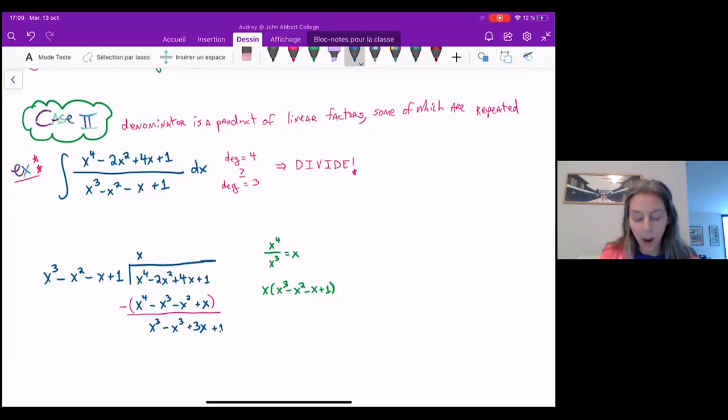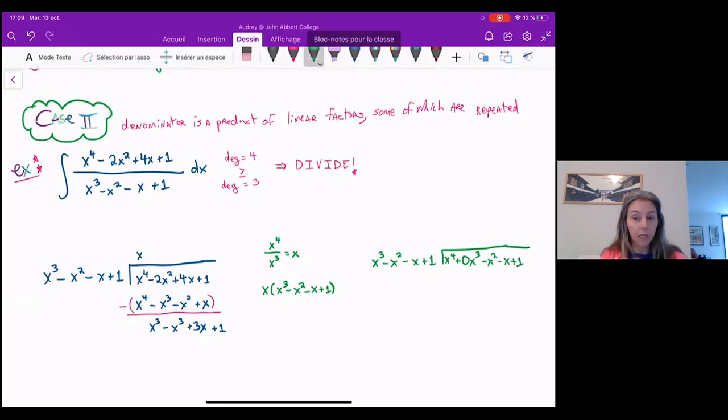We've talked about how sometimes when this happens, the fact that there is no x cubed term on top, sometimes it's useful to pretend that there is by just writing 0x cubed. This way things will line up and you won't accidentally make the type of mistake that I almost made.